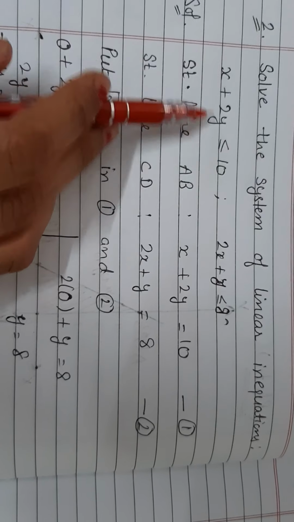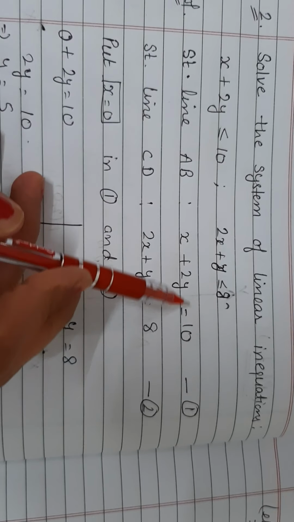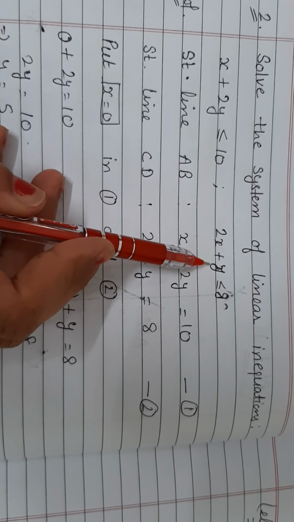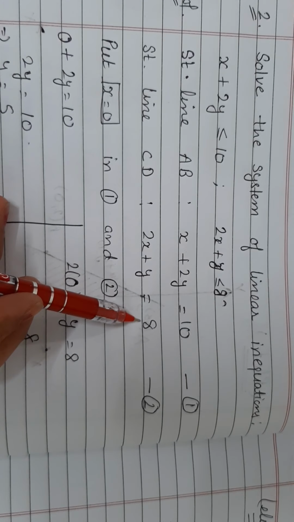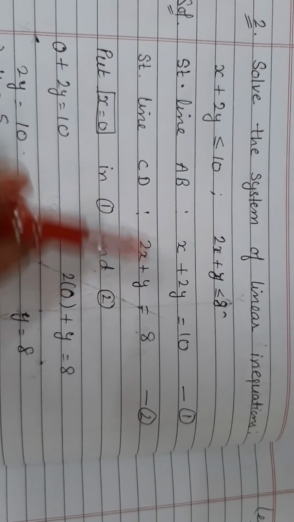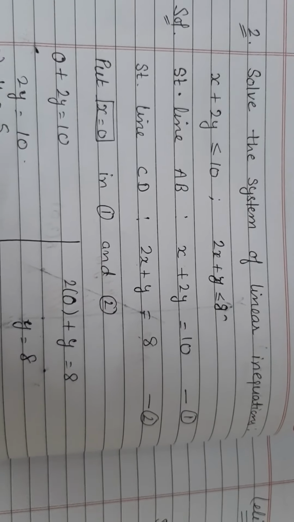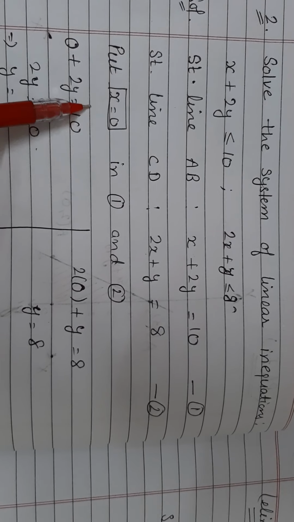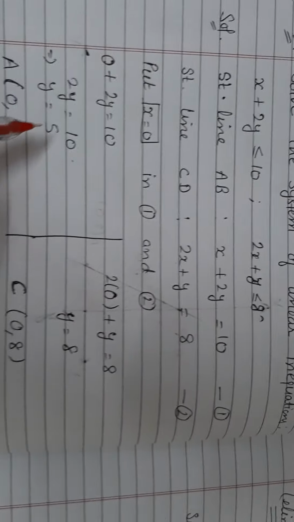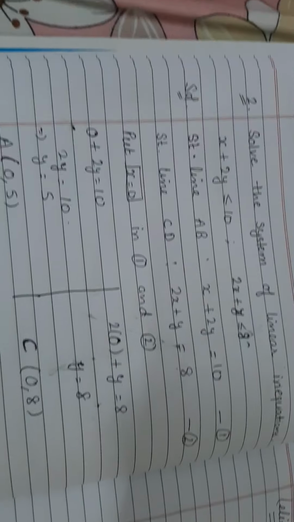Convert these into straight lines. First straight line, x plus 2y equals 10, and 2x plus y equals 8. This is line AB and this is line CD. Similarly, in both x is there, in both y is there. So what you have to do, one time you will put x equals 0 in 1 and 2.